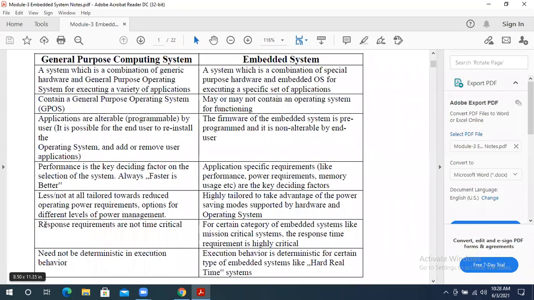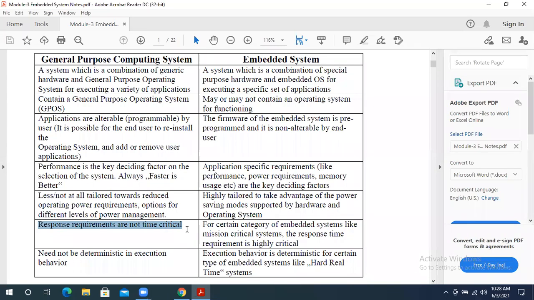And the next one: response requirements are not time critical. The meaning is, suppose you take an example where I want to do one task and it takes 10 minutes. Suppose it takes 11 to 12 minutes also, it is okay in normal computers.